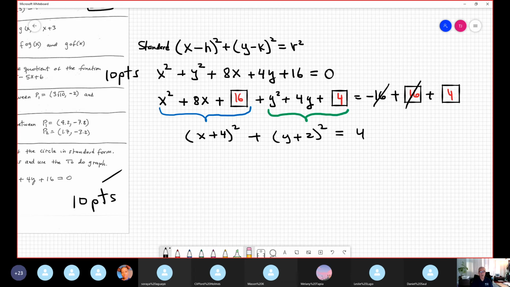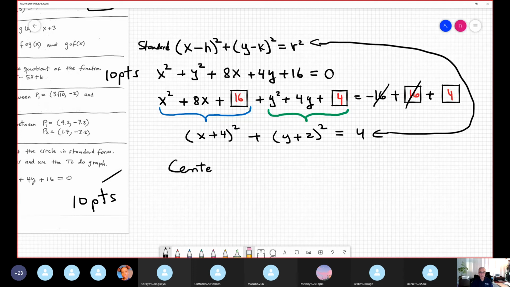And you compare this equation and this equation. And you can see clearly the center. The center is located at the point -4, -2. Be careful. Be careful. This is confusing.